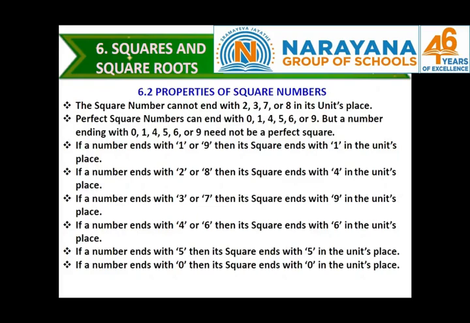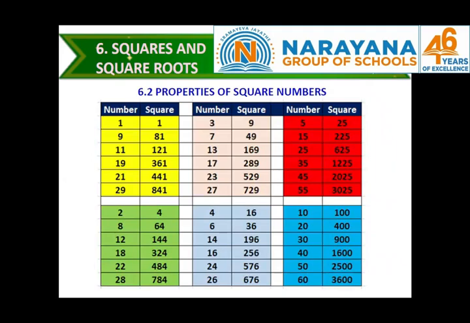Next, if a number ends with the digit 1 or 9, then its square ends with the digit 1. Remember, if a number ends with 1 or 9, then its square ends with 1. Let us take the example in the first box, the yellow color box. 1 square means 1. 9 square, 81. 11 square, 121. 19 square, 361. 21 square, 441. 29 square is 841. See, if a number ends with the digit 1 or 9, its square always ends with the digit 1.